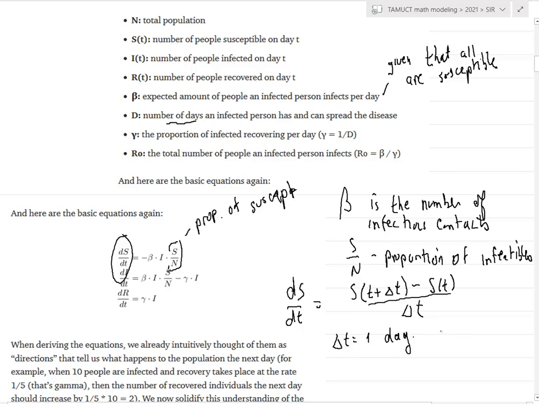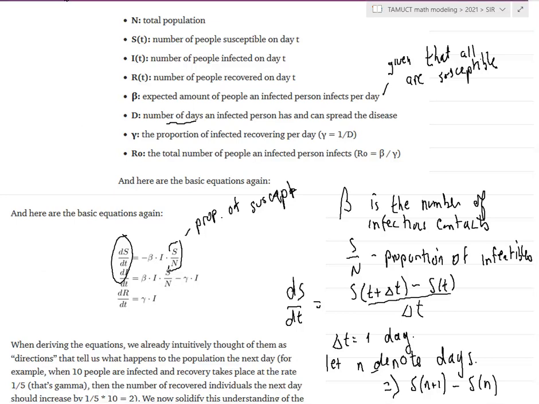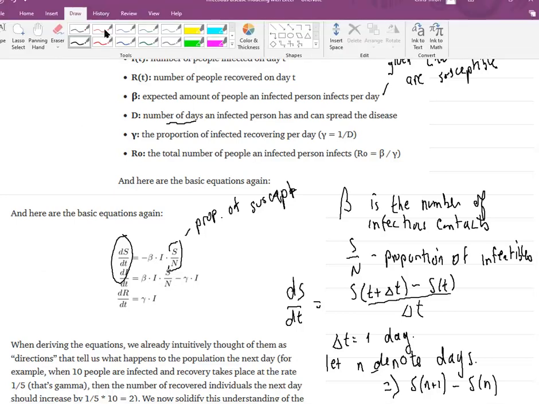So let n denote the days. Instead of t, we're using n. Instead of Δt, we have 1. So this becomes S(n+1) minus S(n). So we can replace this dS/dt by S(n+1) minus S(n). And that should look a little bit more familiar.